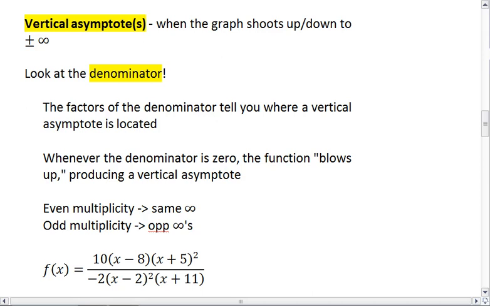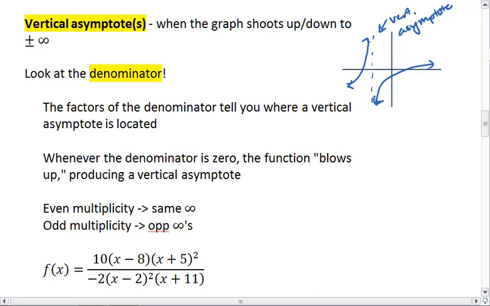Now we'll look at vertical asymptotes. Vertical asymptotes occur on our graph when the output shoots up to either positive infinity or down to negative infinity, and it does not cross this line. So that line right there is a vertical asymptote.